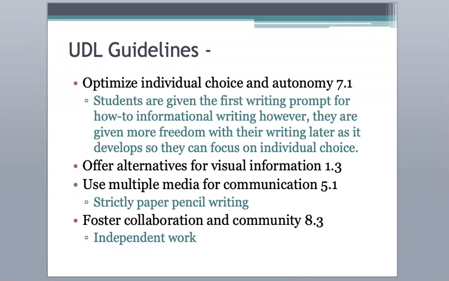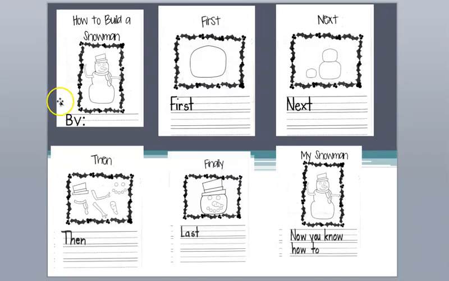It does not offer any alternatives for the visual information. So I feel like a student who may have some visual impairments would struggle with this. I'm not familiar with any assistive technologies to help students that have visual impairments with writing, since the pictures are there for you, unless you had somebody tell them step by step what they would see in the pictures.